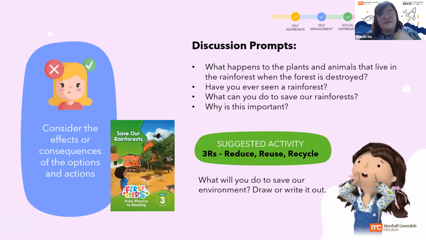We can take one step further and prompt them to think, okay, these are the different methods that the book has shown you. What are some of the other methods that you can take to help the environment? We can also reinforce the importance of protecting the environment by asking the children to write down, hey, what are things that I want to do to save our environment? What will you do?